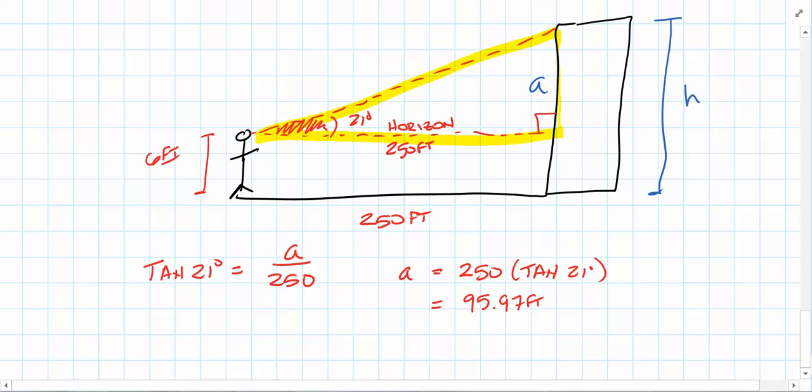Is that what I want? No, I still have to do one more step. What is it? Add the 6 feet. I have to add in how tall I am standing above the ground, right? So I have to add on that 6 feet initially to give me a grand total of 101.97 feet.